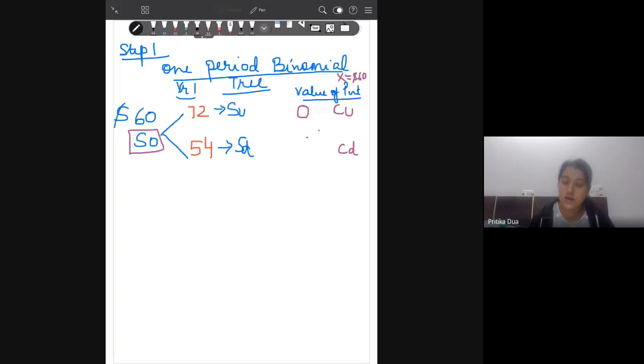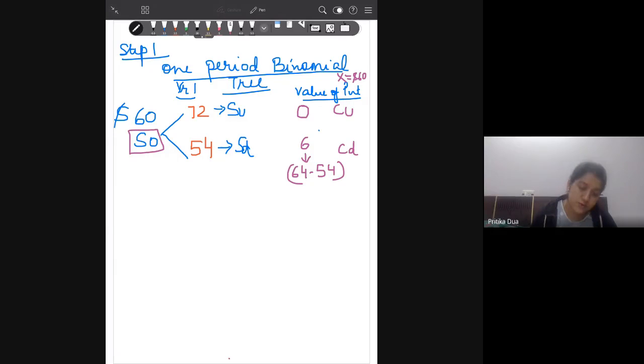Now when the market price falls to 54, then your put option will have an intrinsic value of 6 rupees, because you can sell the share at 60, while others in the market will be selling the share at 54 rupees. So 6 rupees is the intrinsic value of the put option at the lower expected price. Okay, so this is your step 1 wherein you have calculated the values of SU, SD, CU, CD.